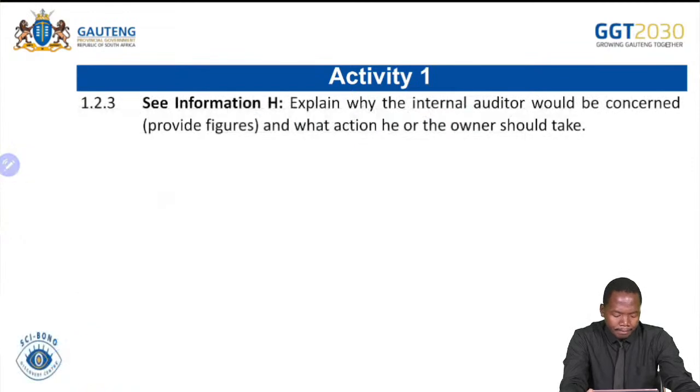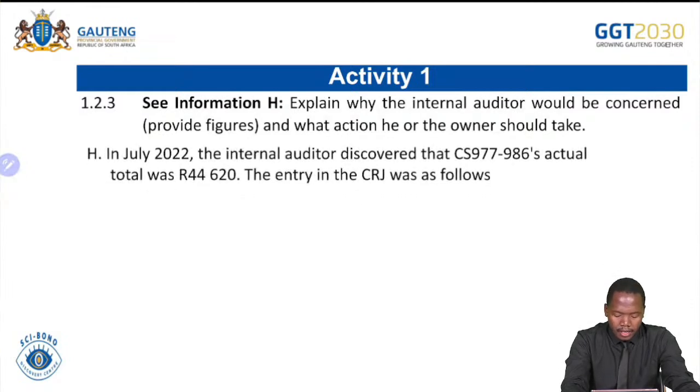Moving forward, 1.2.3. Remember, this is our last question for the activity. Explain why the internal auditor would be concerned, provide figures, and what action he or the owner should take. Now, this is what happened. This is the scenario. This is the case that is provided to you.